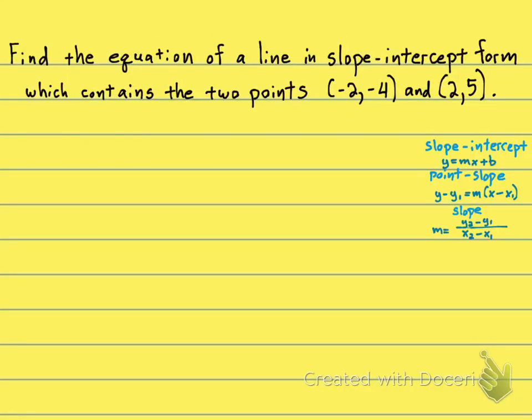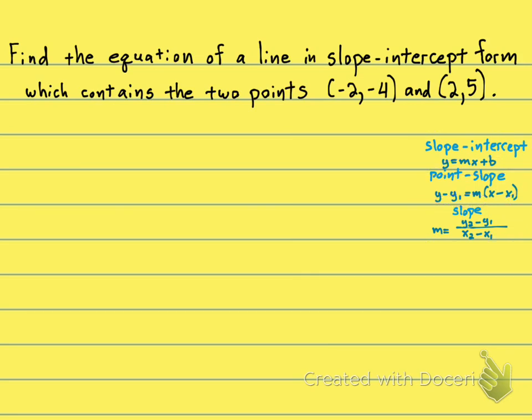Let's find the equation of a line given 2 points. So here's my first point, here's my second point. Here are some formulas that we know. We know the slope-intercept form, we know the point-slope form, and we have the formula for the slope. Notice what they all have in common is slope.